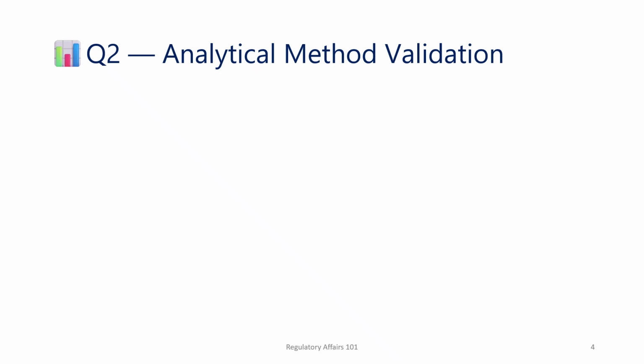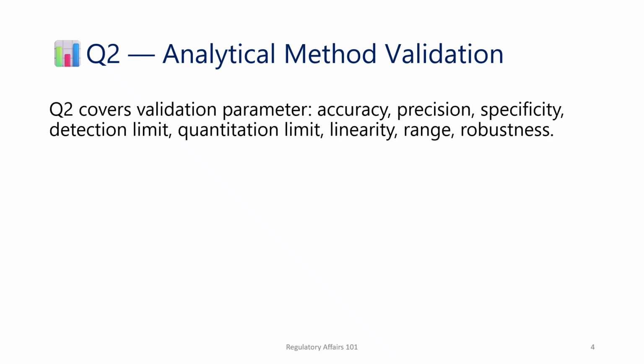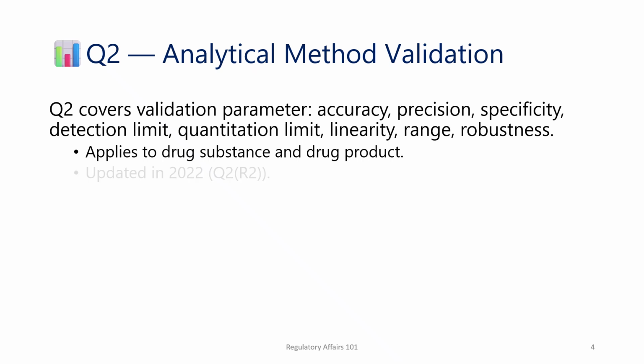Q2 covers validation parameters, accuracy, precision, specificity, and more. It applies to drug substance and drug product. The latest version, Q2(R2), modernizes validation expectations for today's analytical technologies.